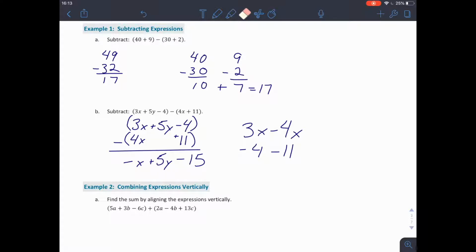You can pause the video to try to combine the terms below, 5a plus 3b minus 6c, plus 2a minus 4b plus 13c.